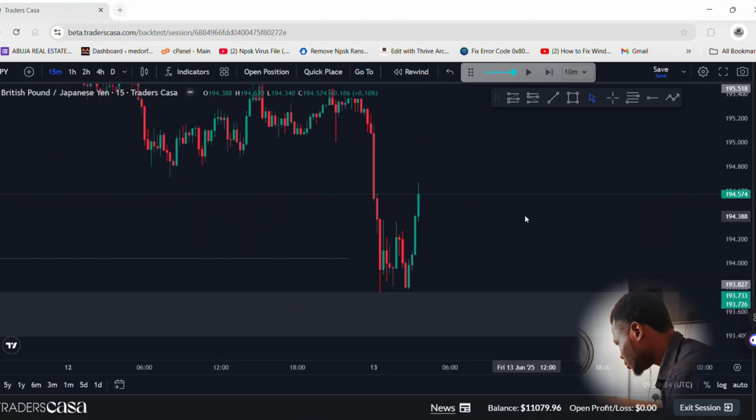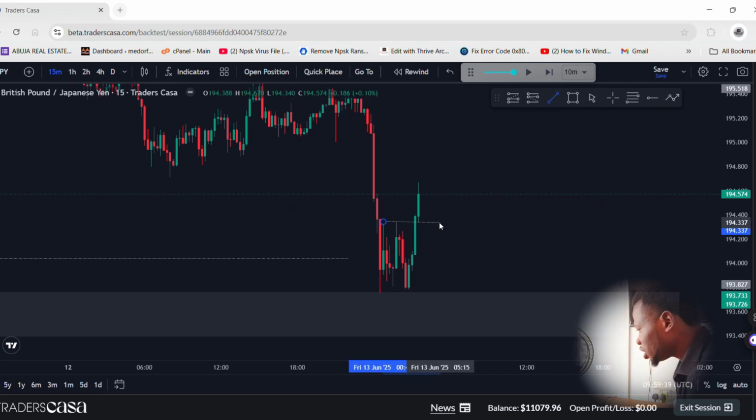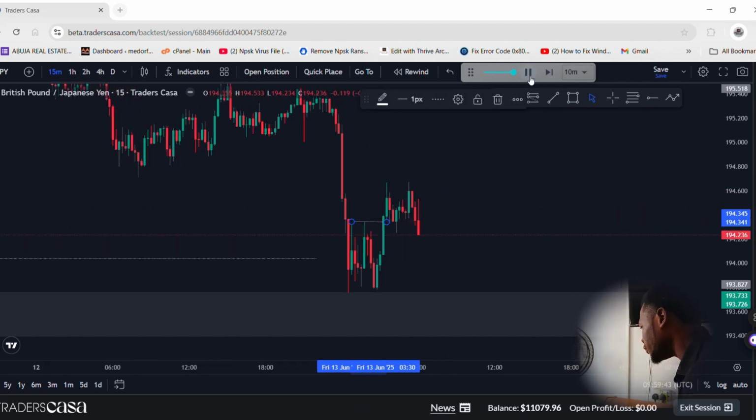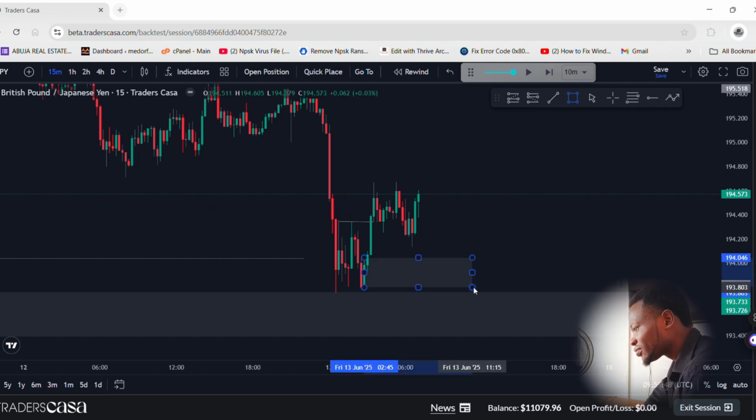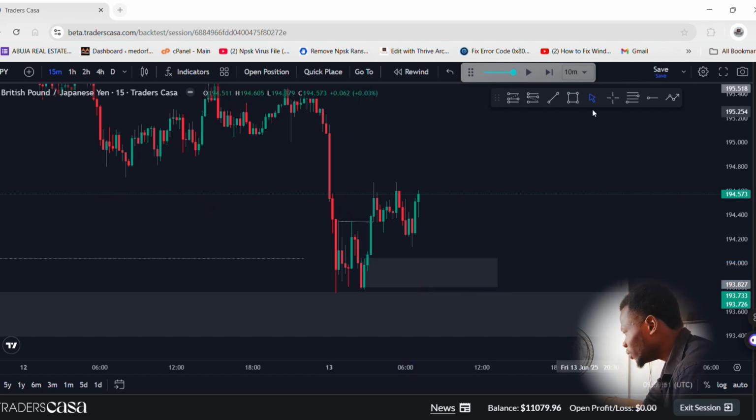On the 15 minutes time frame, we can see that price has already broken structure to the upside. So let's see what price does. Okay. So this is like a liquidity level.